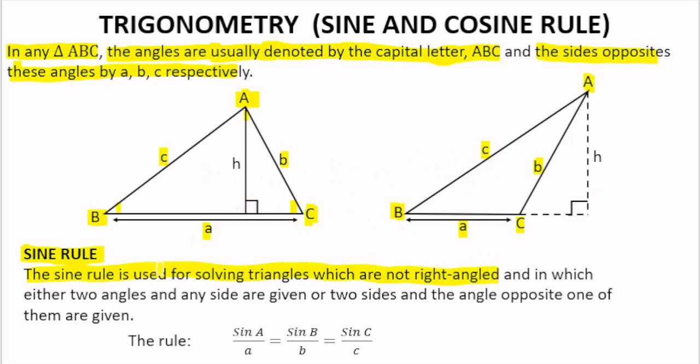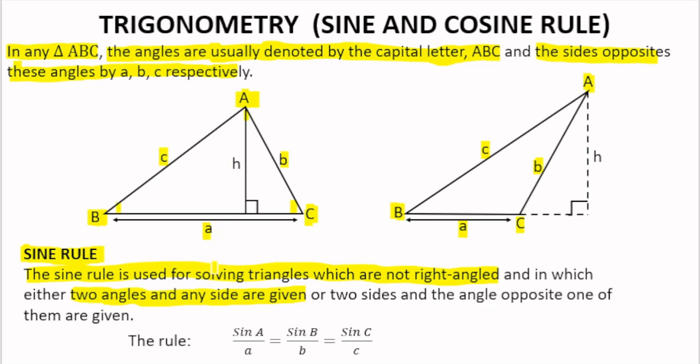So we use the sine rule to solve triangles that are not right angled and in which either two angles and any side are given. Two angles and any side means if we have capital letter B and capital letter C, then any side is given. Any side given could be small letter c, small letter b, or even small letter a.